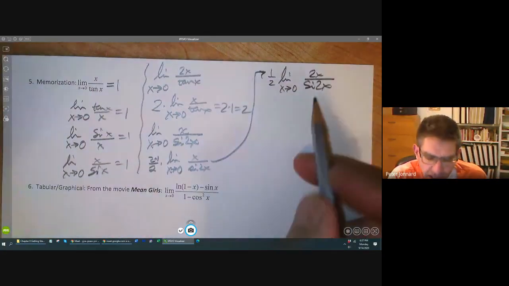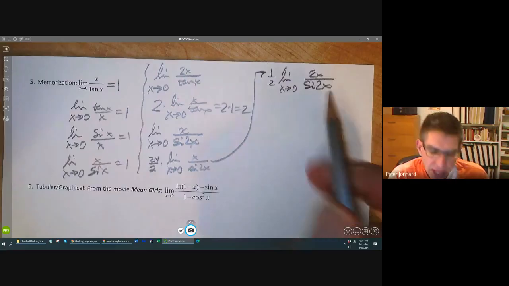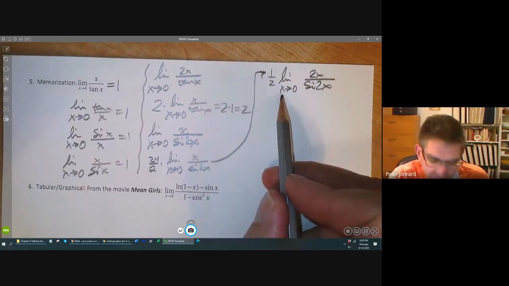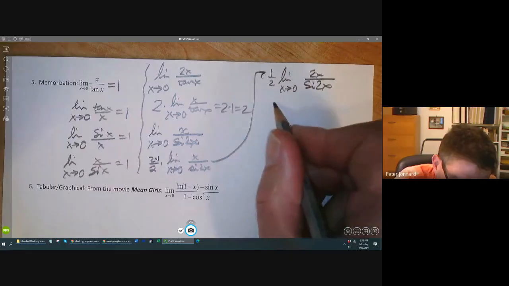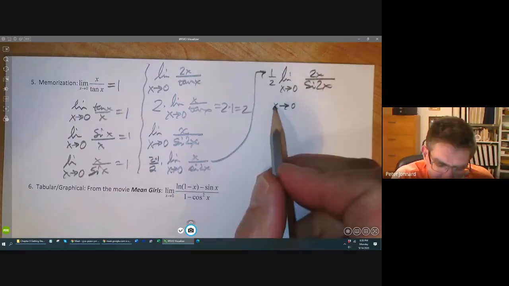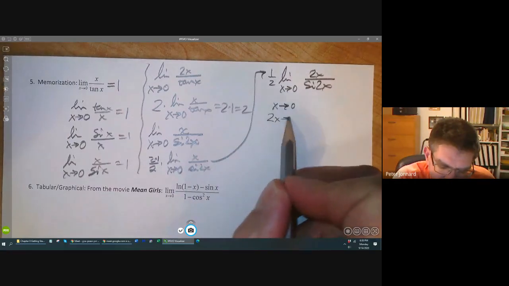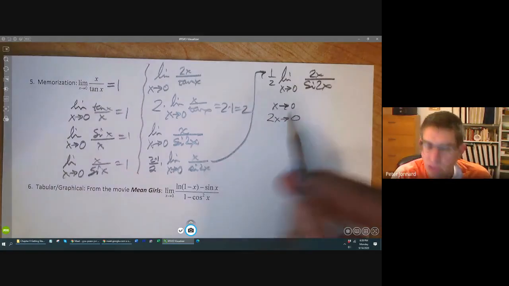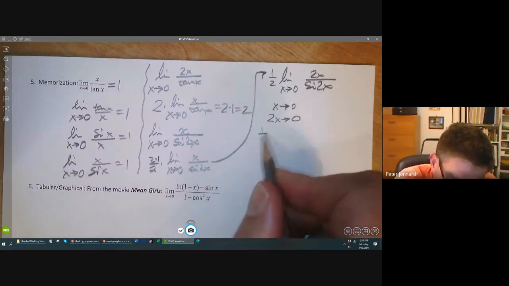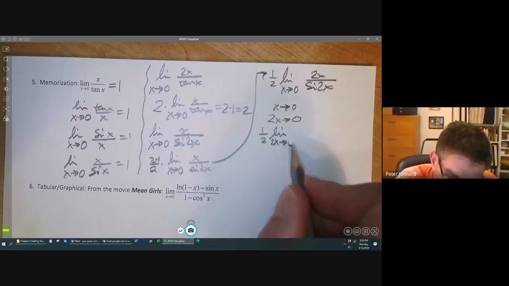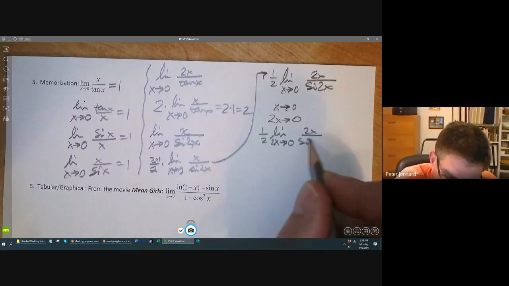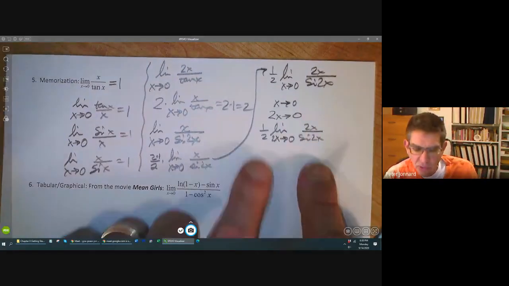And so now you'll notice these both agree. The only issue I have here is that I'm saying x approaches 0 and not 2x approaches 0. So you'll notice if you have x approaches 0, if you multiply both of these by 2, you'd also have 2x approaches 0 because 0 times 2 is still 0. So I could rewrite this limit as 1/2 the limit as 2x approaches 0 of 2x over the sine of 2x. And now this is really looking familiar.